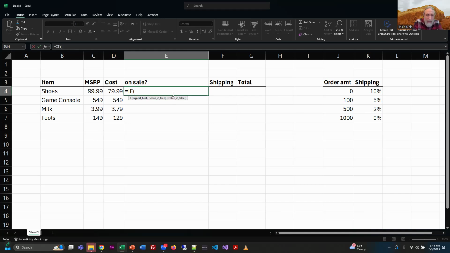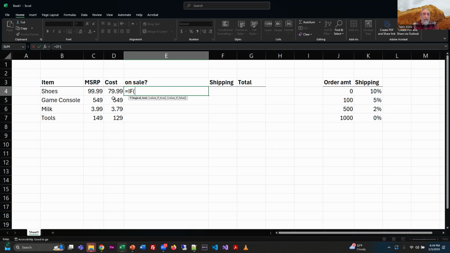Once I hit the parentheses, it gives me, and I know this is probably hard for you guys to read, but it tells me the format of the command. So there's three parameters that we're going to feed in here. The first one is the logical test. So how do I know something's on sale? Because its cost or sell price, maybe that I should call it that, is less than the MSRP, right?